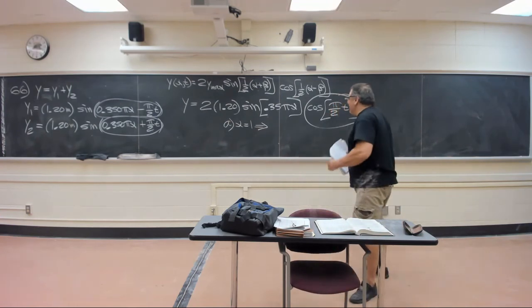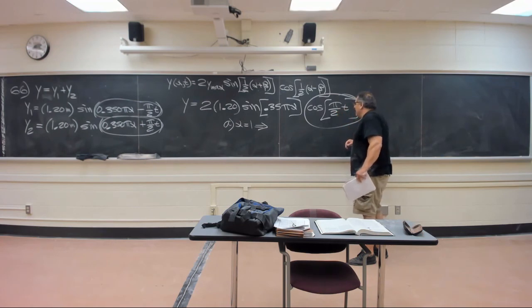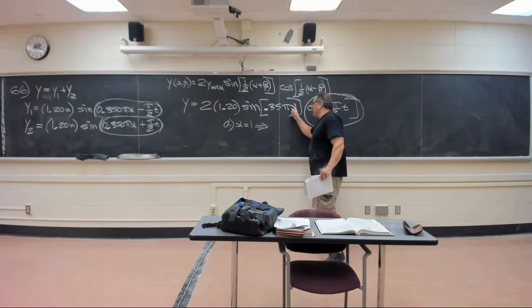The maximum it can have here is if this whole argument in here is 0, or pi, or 2 pi, or 3 pi. Typically it's 0, to get, for sure, 1. 0, 2 pi, 4 pi, etc. The cosine of all this has got to be 1. Okay, 1 it is. Put a 1 right here.